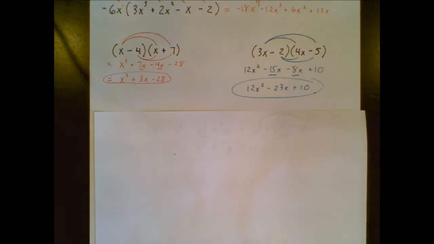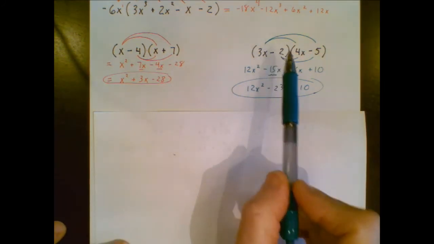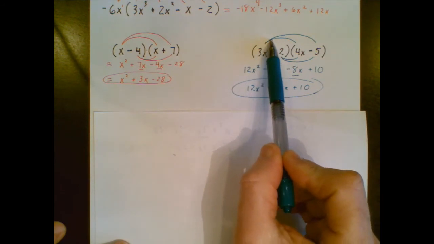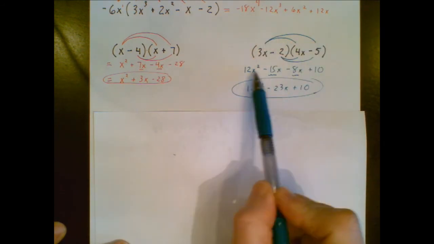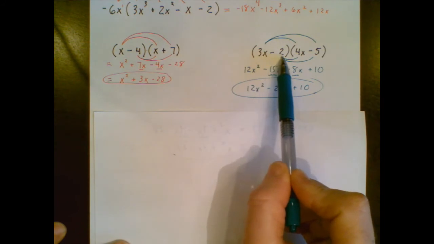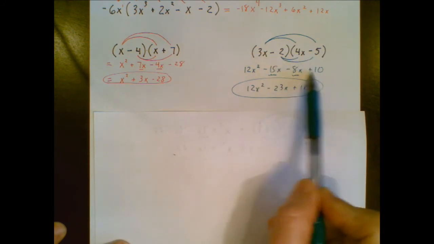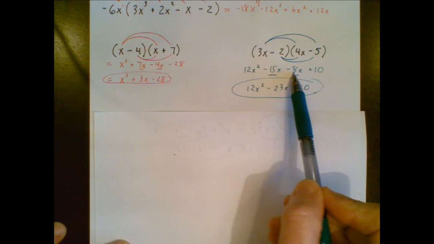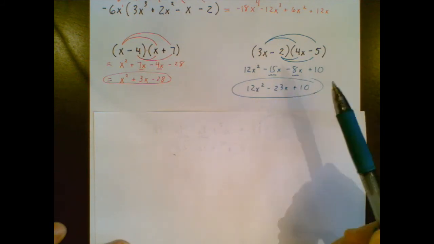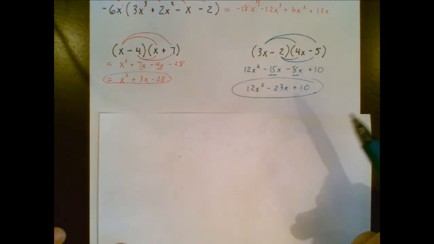Hopefully you paused it and gave it a try, because there's a difference between looking at what someone else did and doing it yourself. But I like to think of this as double distribution. The 3x gets multiplied to both terms. Then the minus 2 gets multiplied to both terms. And then normally after you do that, you have some like terms in the center, and I do. So I put them together, and there's my final answer.